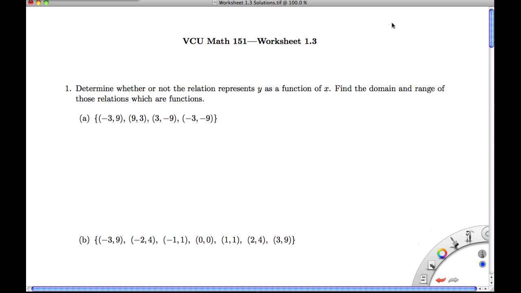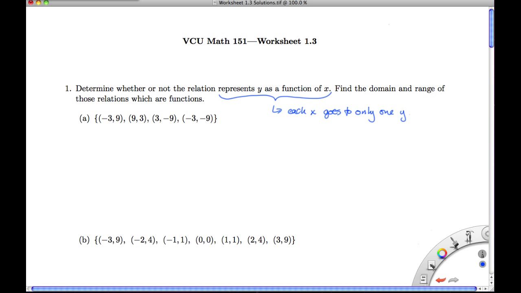In number one, we are given two different relations. Both of them are expressed as a set of ordered pairs, and we're asked to determine if they in fact represent a function of x. So what we're going to do here is rely on our definition of a function, and check to see that each x coordinate goes to only one y coordinate. And if we can show this, then we've got a function in our hands.